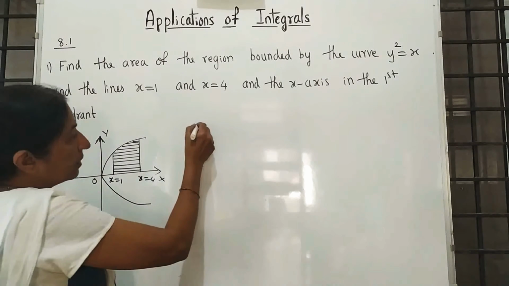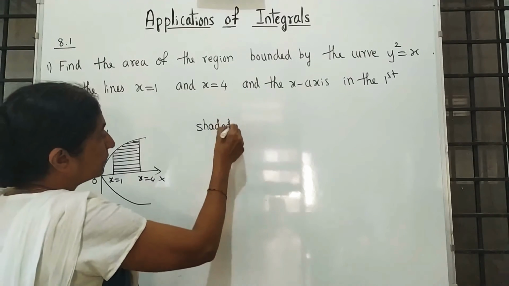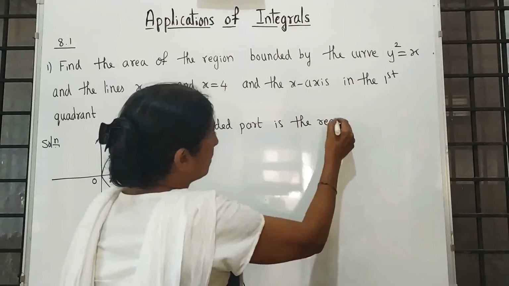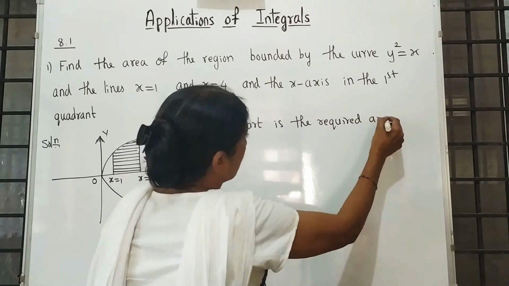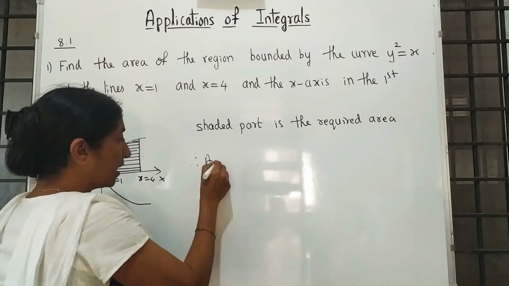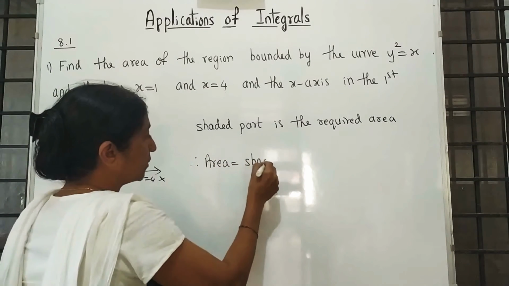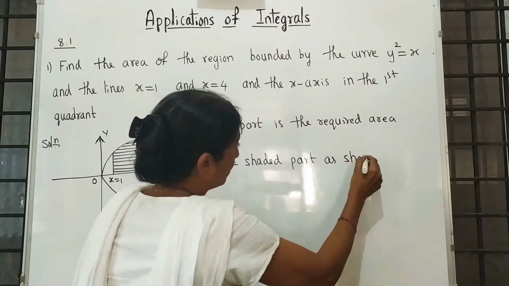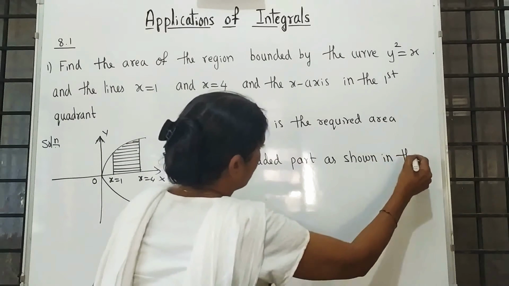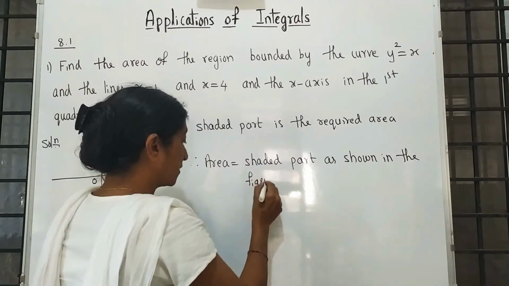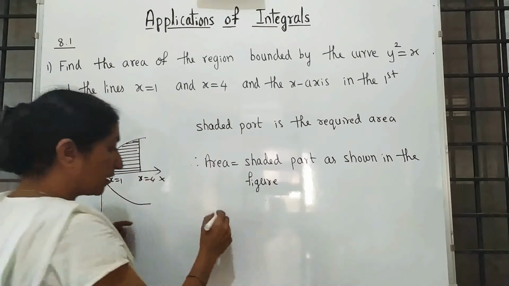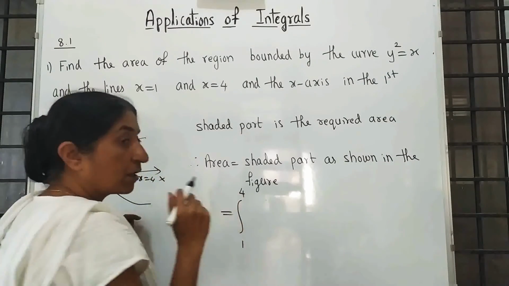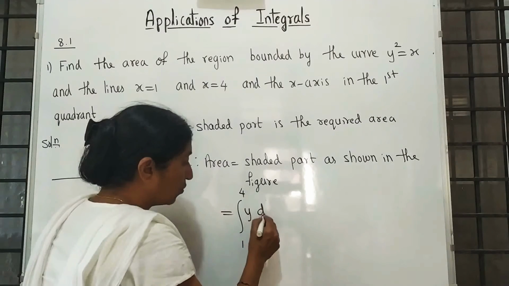So here the shaded part is the required area. Therefore area is equal to the shaded part as shown in the figure. Here the lower limit is 1, upper limit is 4. It is the area between the curve and the x-axis, so it is 1 to 4, and curve and the x-axis means y into dx.